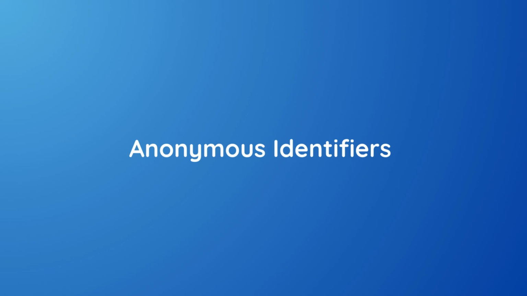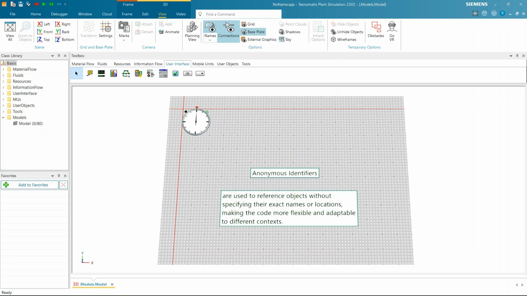Today, we will explore anonymous identifiers commonly used in methods in Tecnomatix Plant Simulation. In Plant Simulation, anonymous identifiers are used to reference objects without specifying their exact names or locations, making the code more flexible and adaptable to different contexts. Different identifiers serve various purposes, each tailored to a specific function.